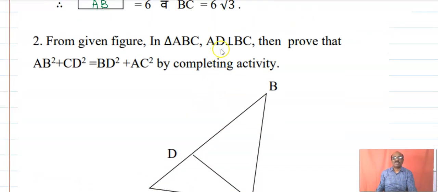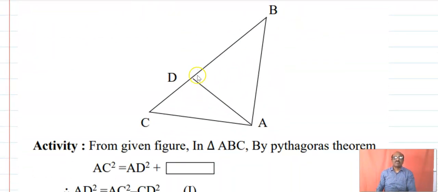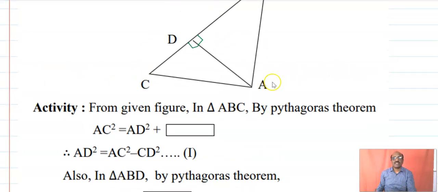Now what have we given? AD is perpendicular to BC. The perpendicular, and here we get the right angle triangles. Now the activity. From the given figure in triangle ABC by Pythagoras theorem.